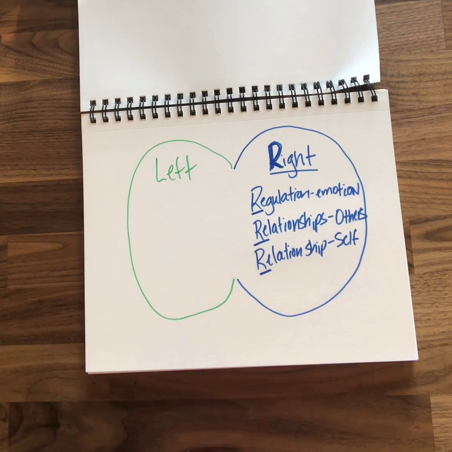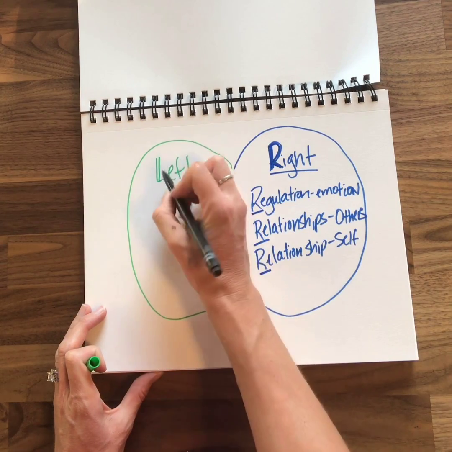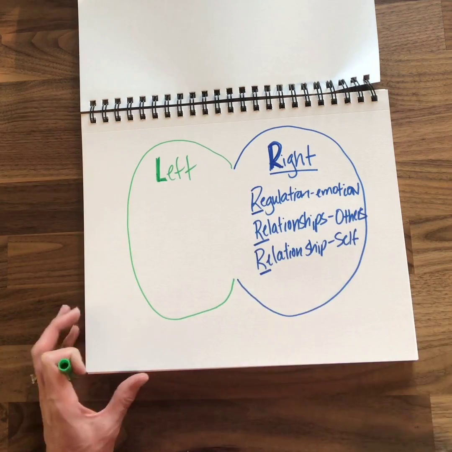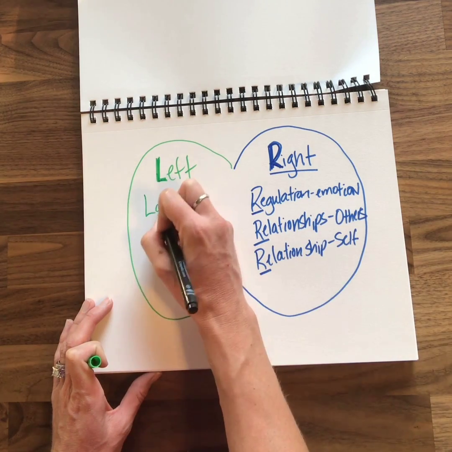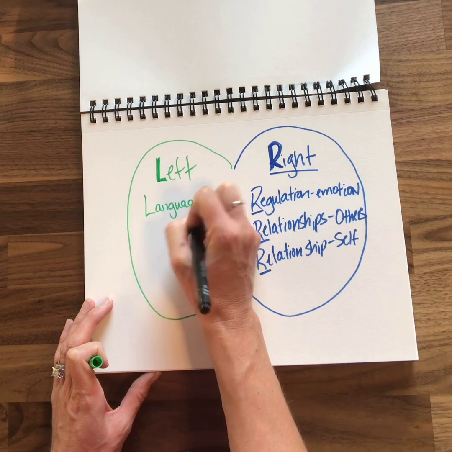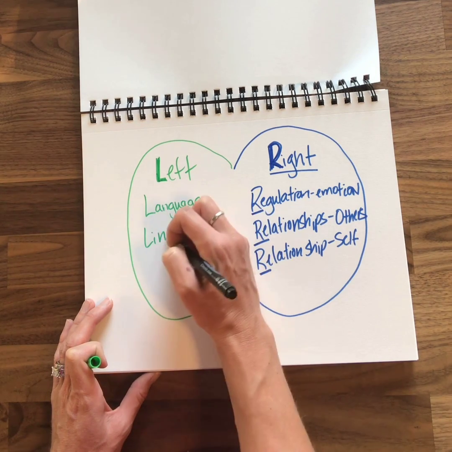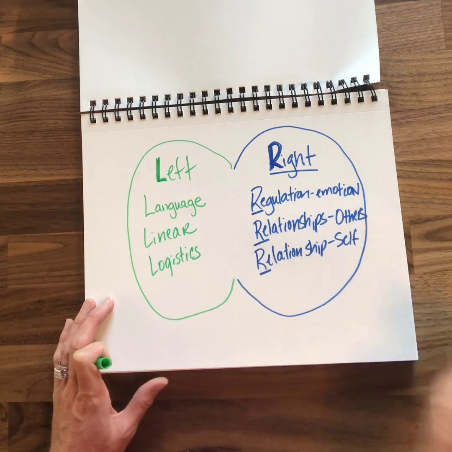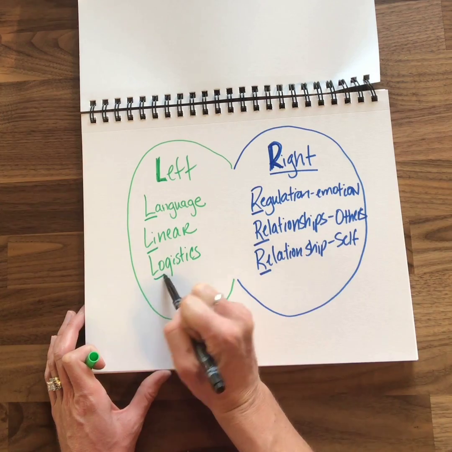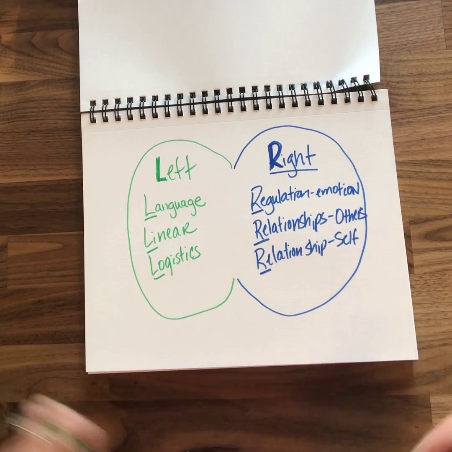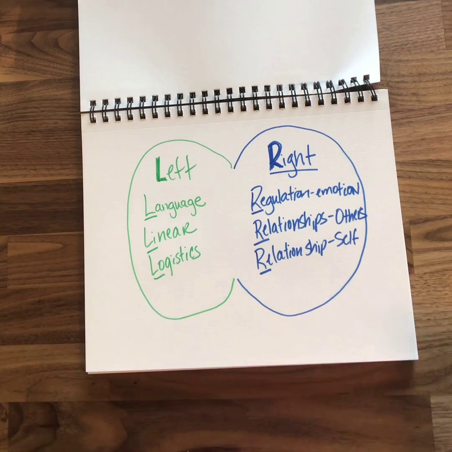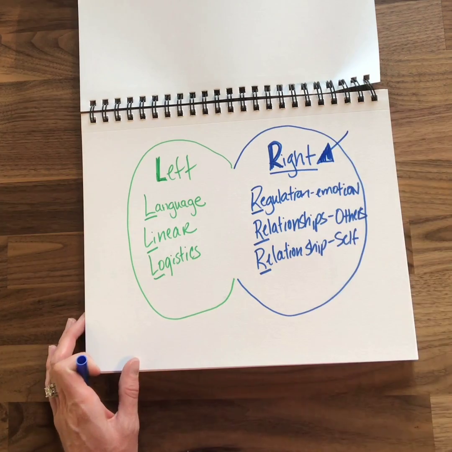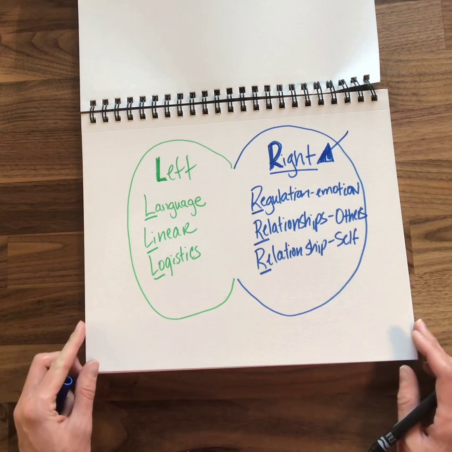So if the right hemisphere is involved in things like regulation, relationship to others, and relationship to self, what does the left hemisphere do? And not surprisingly, you can think about things in the left hemisphere starting with the letter L. So left hemisphere has to do with language, linear thinking, and logistics. So language, linear thinking, logistics. They both have very important roles, but today in specific, we are going to be talking about the right brain and the implications on relationships and life moving forward.